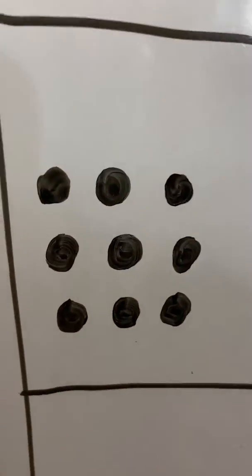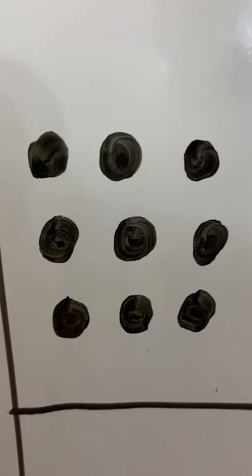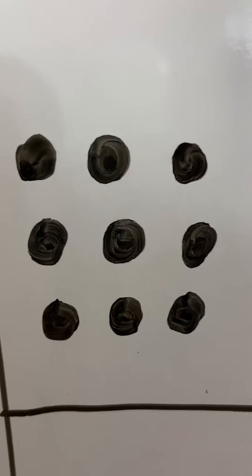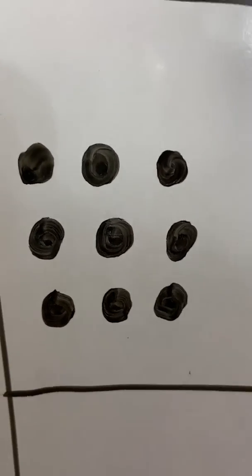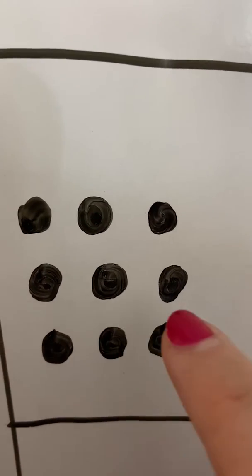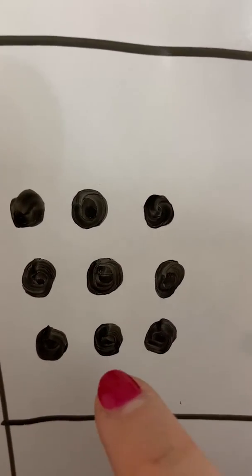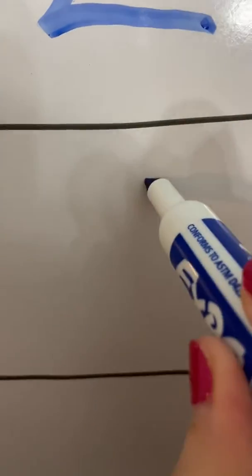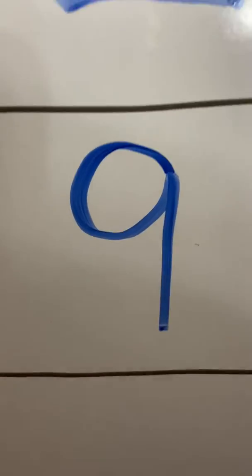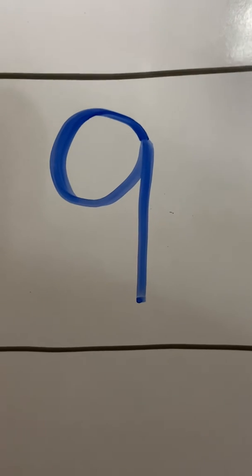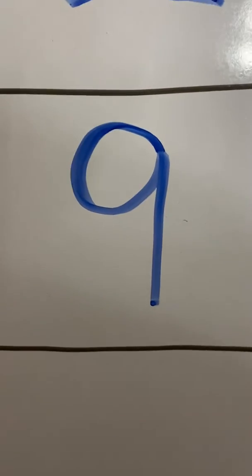Next one. That's a lot of dots. You're going to probably have to count that one. There are 3 lines of 3. 1, 2, 3, 4, 5, 6, 7, 8, 9. Let's write 9 together. A hoop and a line. That's the way you make a 9. Write a whole row of 9.